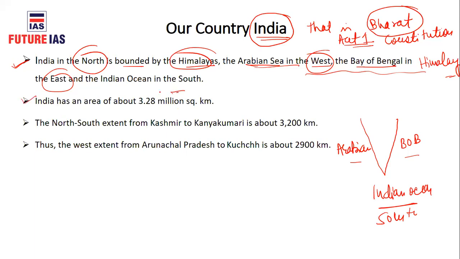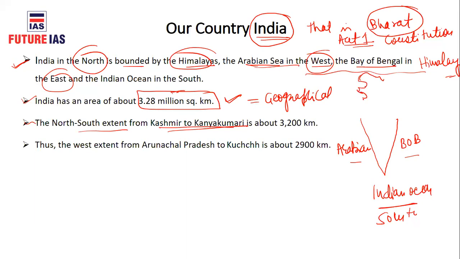India has an area of 3.28 million square kilometers. This is India's geographical area. The north-south extent is from Kashmir to Kanyakumari. If I draw the map, you can probably understand that. So let's draw the map of India. Let's say this is the Himalayan range. If you consider this stretch, it is around 3,200 kilometers.